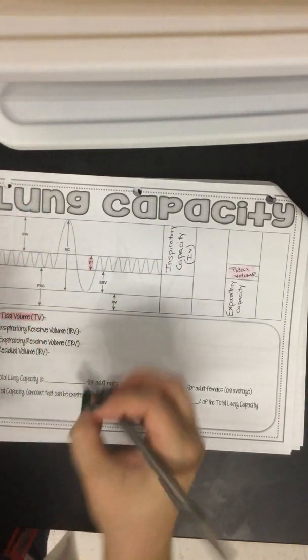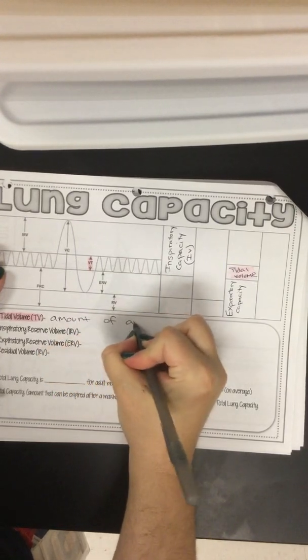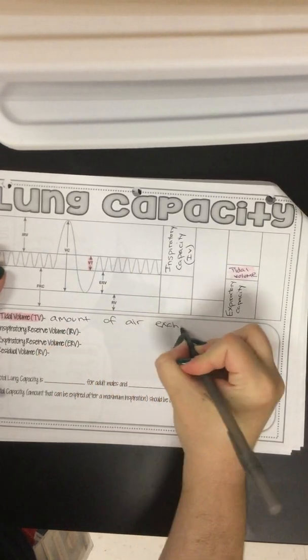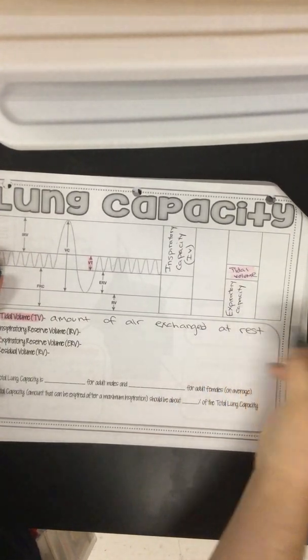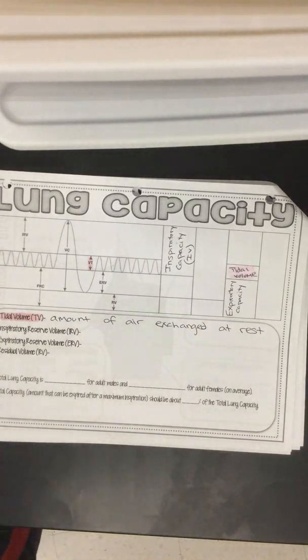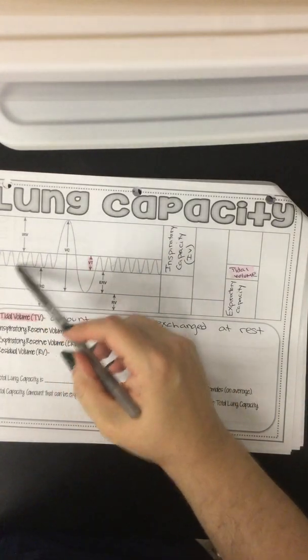Tidal volume: when you're just sitting there chilling, not doing much, that's the tidal volume. So it's the amount that you normally breathe in and out. It's like that's this middle wave.